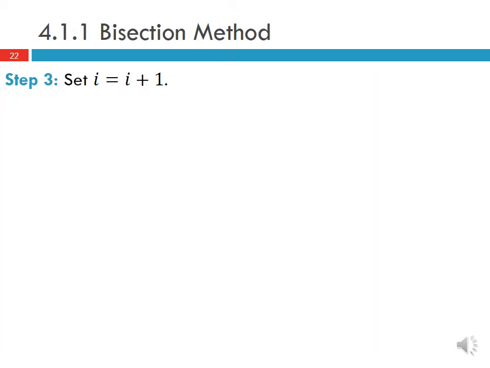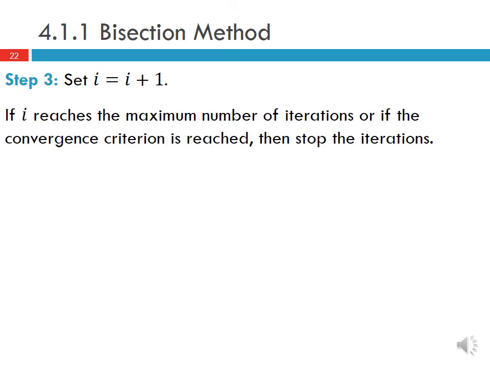And then step 3 is to update our counter, so set i equal to i plus 1. And then check if i reaches the maximum number of iterations, or if the convergence criterion is reached, basically whether our estimate of the error is less than some specified error value, for example, then we would stop the iterations. And it's a good idea to specify a maximum number of iterations so that you don't get caught in an infinite loop or have your algorithm run for way too long. If there's something wrong about the function or the algorithm, then having a maximum number of iterations allows it to stop in a reasonable amount of time, and you can check what's going on.